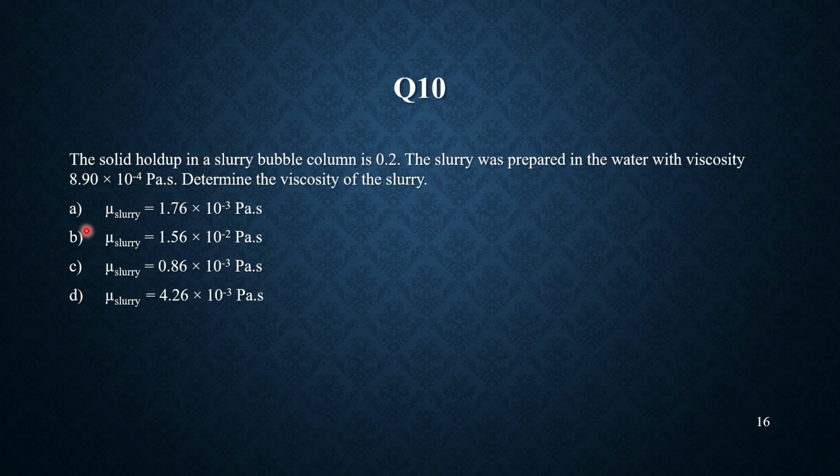So I'll give you guys a minute. In that minute, just at least find out the formula. Then we can substitute the numeric values in that formula and get the answer. For that, first you need to identify which formula we need to use to find the viscosity of the slurry when we know the solids holdup in a slurry bubble column and the water viscosity. So the formula should relate the solids holdup and the liquid viscosity.